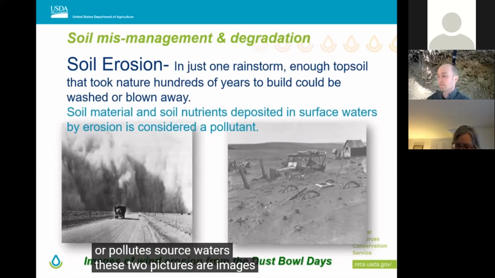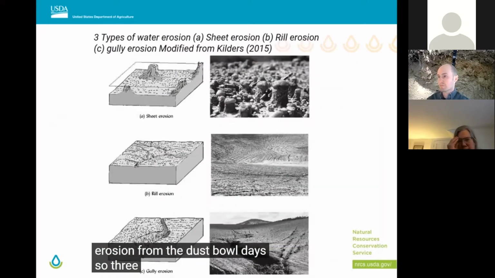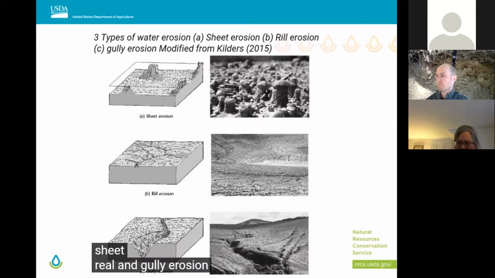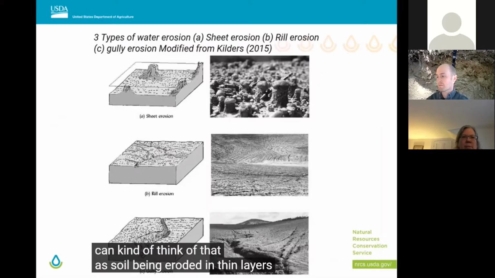These two pictures are images of wind erosion from the Dust Bowl days. So three types of water erosion are sheet, rill, and gully erosion. Sheet erosion, we can think of that as soil being eroded in thin layers.